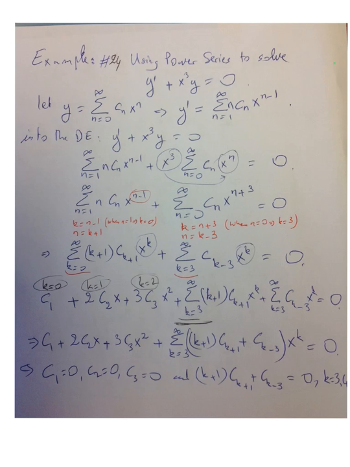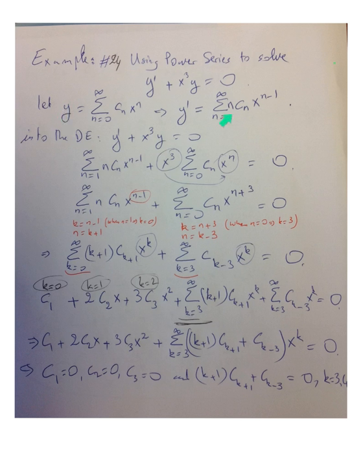This is example 24, using power series to solve this differential equation, y prime plus x cubed y is equal to 0. So let us use the power series to solve this. That means our solution is in this form here. Then we have to take the derivative of y up to the order that we have.